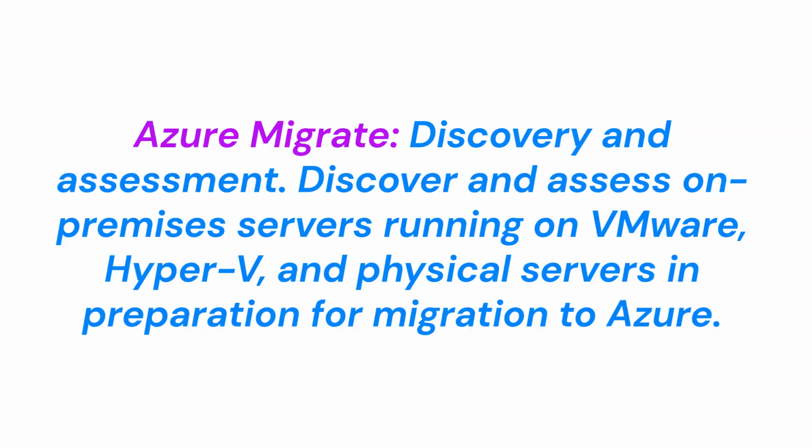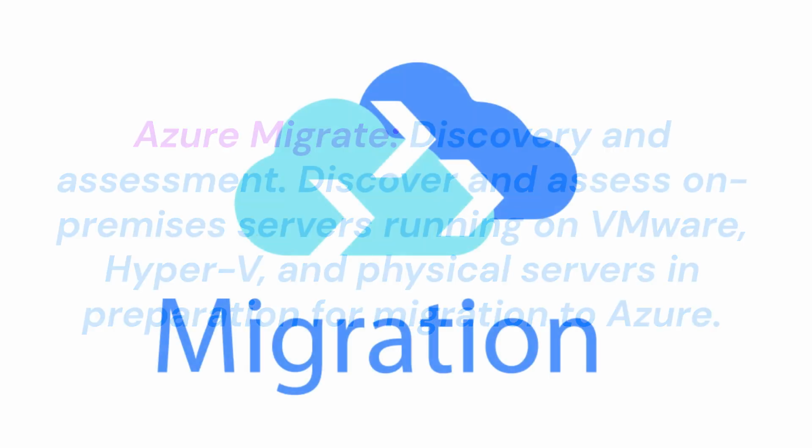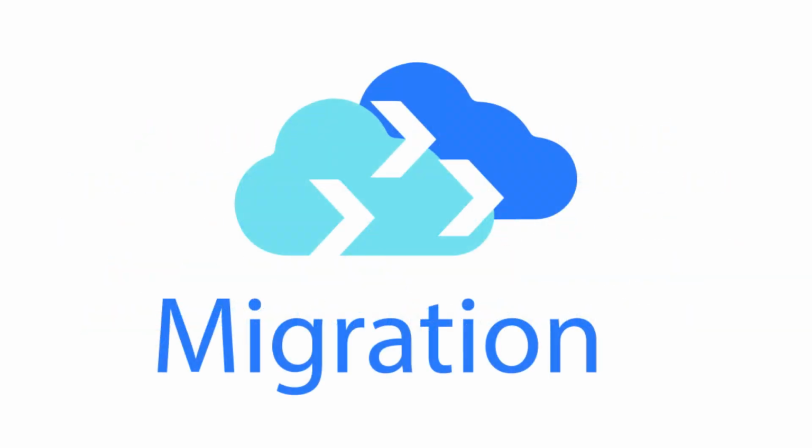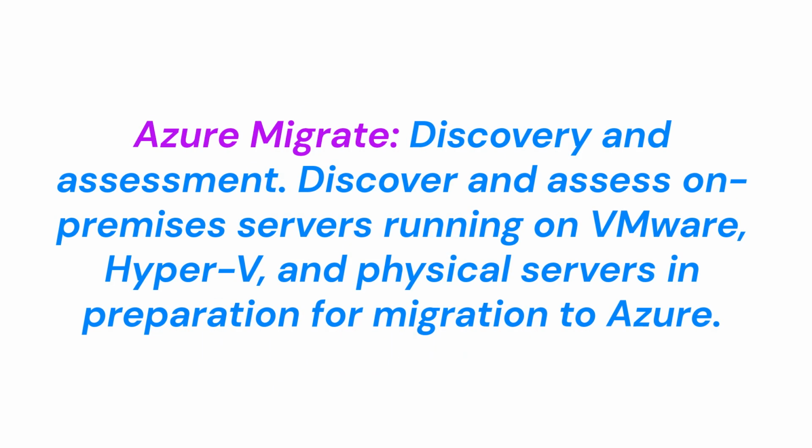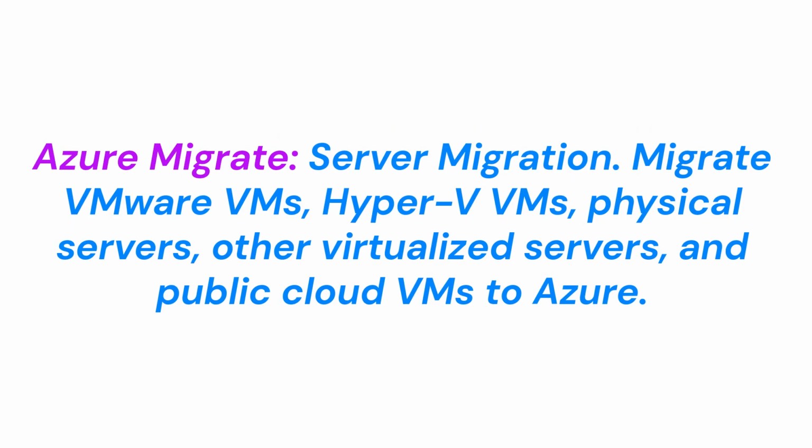Integrated tools. In addition to working with tools from ISVs, the Azure Migrate Hub also includes the following tools to help with migration: Azure Migrate: Discovery and Assessment. Discover and assess on-premises servers running on VMware, Hyper-V, and physical servers in preparation for migration to Azure. Azure Migrate: Server Migration. Migrate VMware VMs, Hyper-V VMs, physical servers, other virtualized servers, and public cloud VMs to Azure.